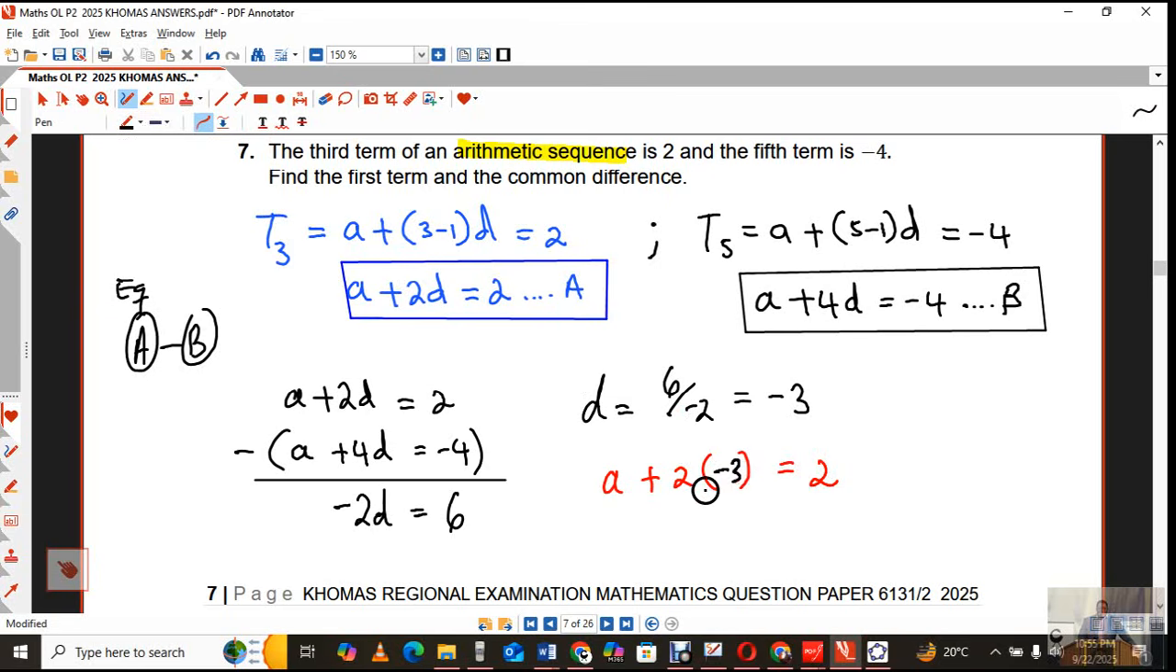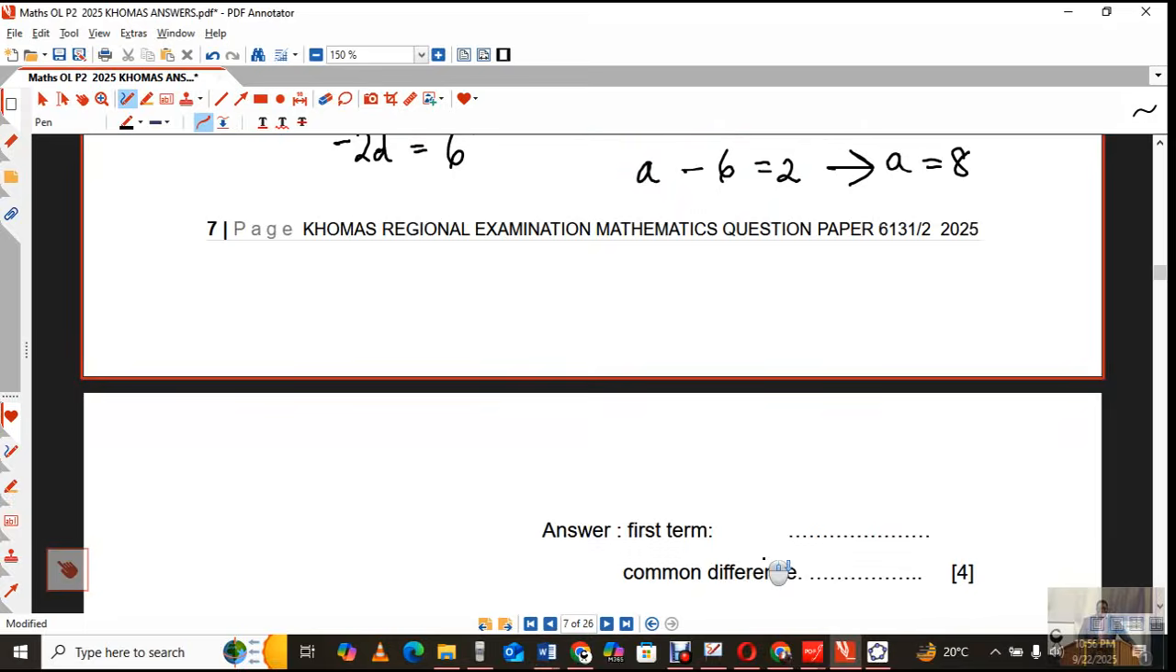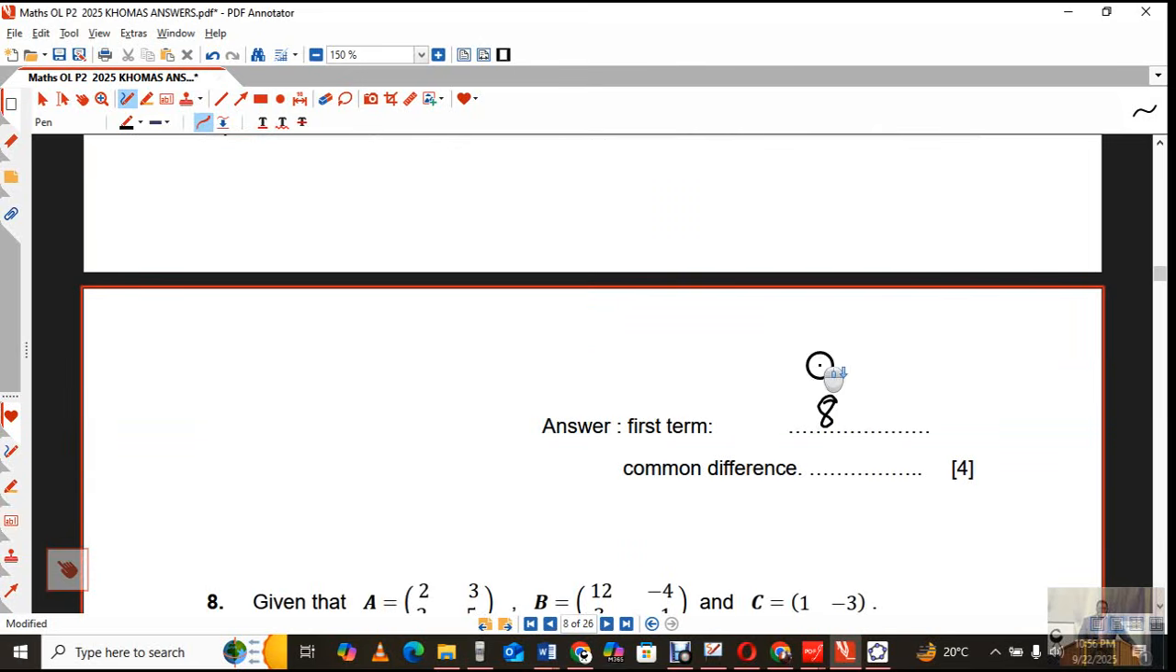So negative 3 here. That's equation A. That is A plus 2D is equal to 2. So this is A minus 6 is equal to 2. This gives you that A is equal to 8 if you take that negative 6 over, plus 2. So at the end of the day, the first term is our value of A. The first term is 8. And the common difference is our value of D, which is negative 3. So negative 3 comes over here.